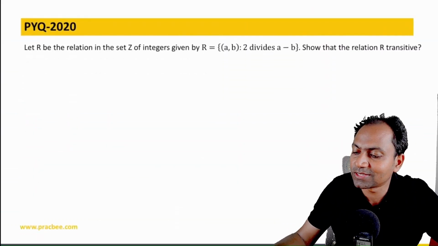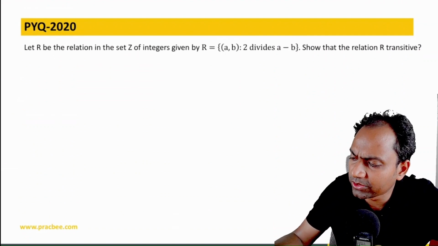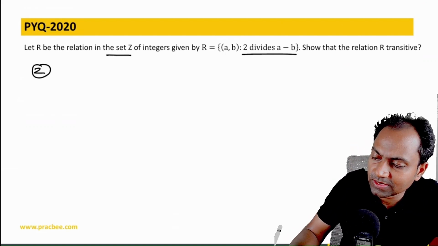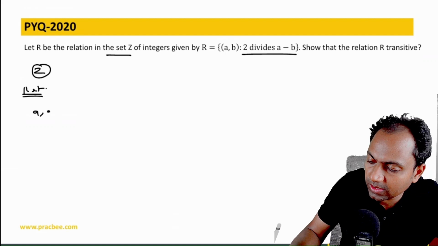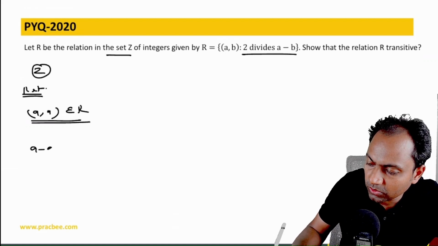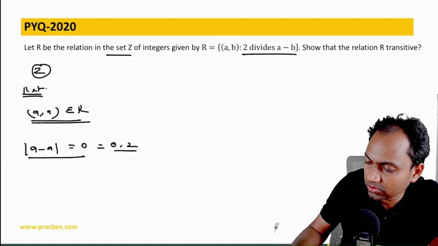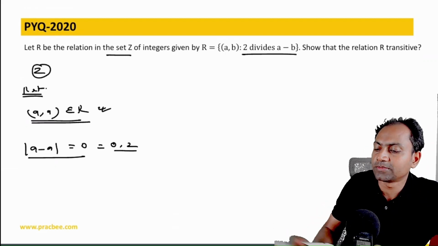If I move further, there's this 2020 question. It says, again, similar to what we looked into earlier, 2 divides a minus b. It is defined over the set of integers Z. This is your a. So in order to check reflexive, we are going to check a comma a and check whether it belongs to R or not. If you put a minus a here, it becomes nothing but 0. That can be written as 0 into 2. So you can see that it is a multiple of 2, hence this becomes reflexive.